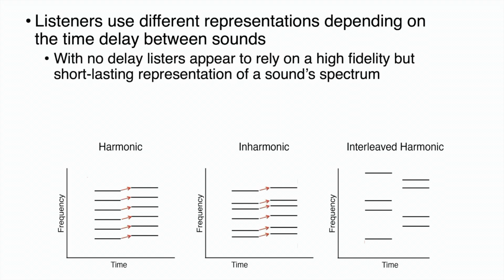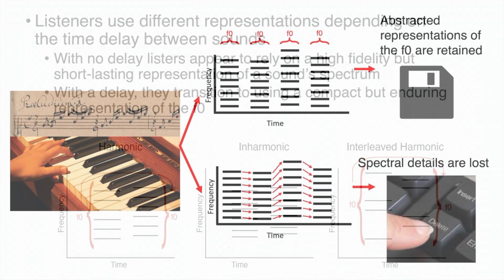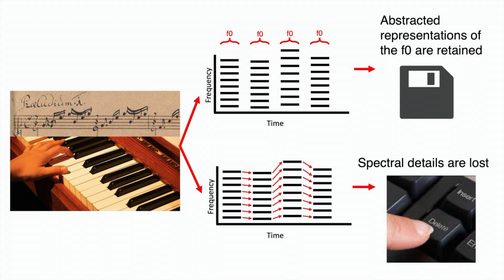With no delay, listeners appear to rely on a high-fidelity but short-lasting representation of a sound spectrum. But with a delay, they transition to using a compact but enduring representation of the F0. The results demonstrate a form of abstraction within audition. Memory representations differ in format from representations used for online judgments. This might help explain the importance of F0-based pitch in music, where listeners must store notes over long periods of time in order to extract their relationships with other notes.